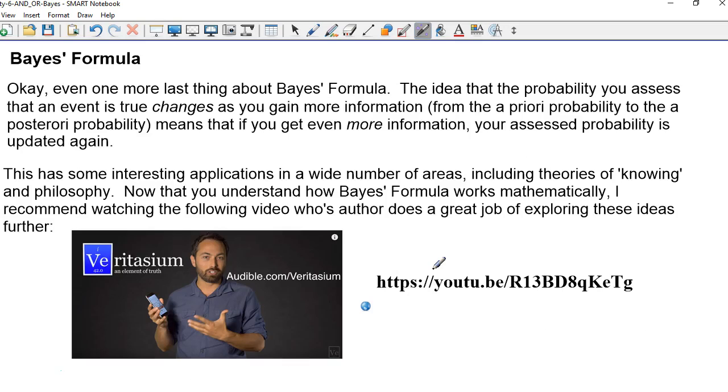Okay, finally, one last thing. The idea that the probability you assess that an event is true changes as you gain more information, from the a priori probability to the a posteriori probability, means that if you get even more information, your assessed probability is updated again. And that actually has some really interesting applications in a wide number of areas, including some theories of how we know things and even philosophical areas.